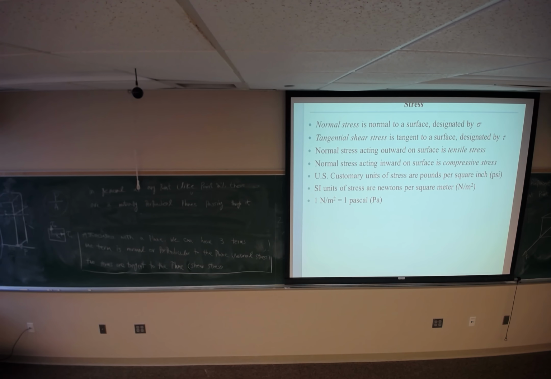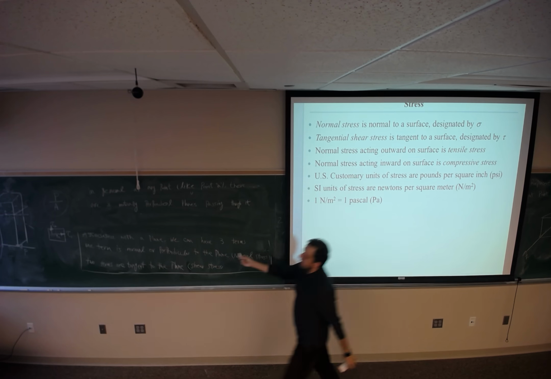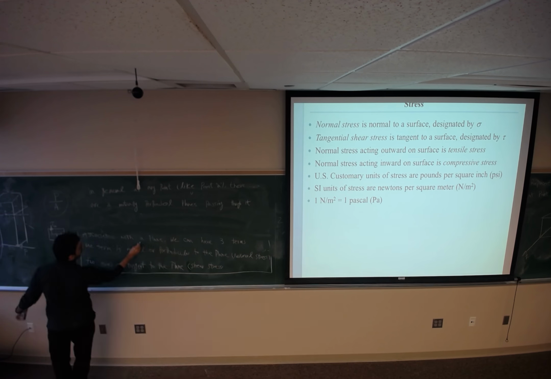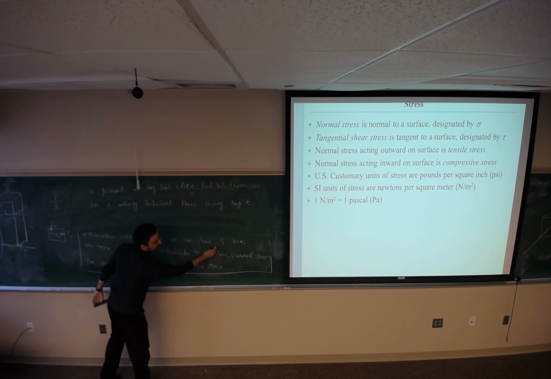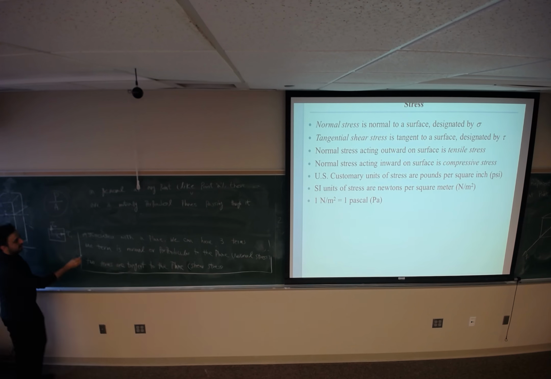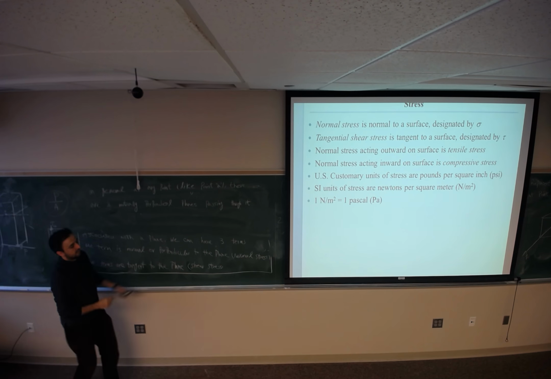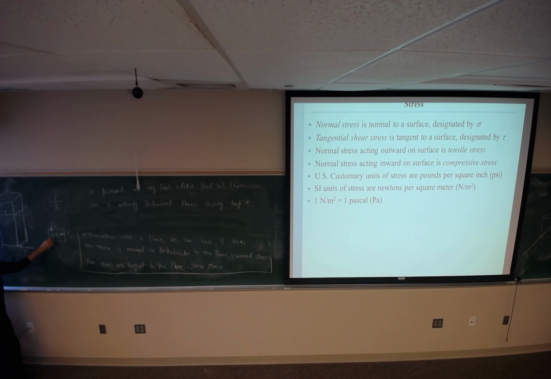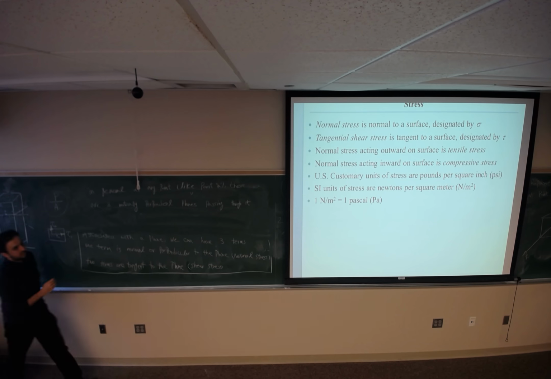How many faces or how many planes do we have? 6. One here, another one on the other side. One below, another plane up there, and one right here, and one back there. So 6 planes. Associated with each plane, we have 3 terms of stresses. 2 tangential and 1 normal stress.